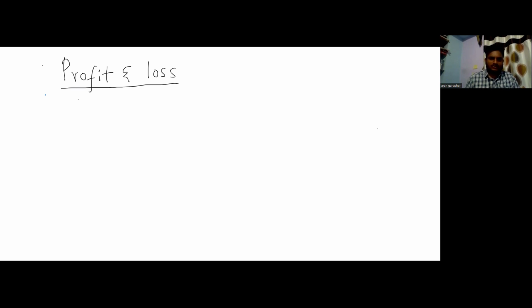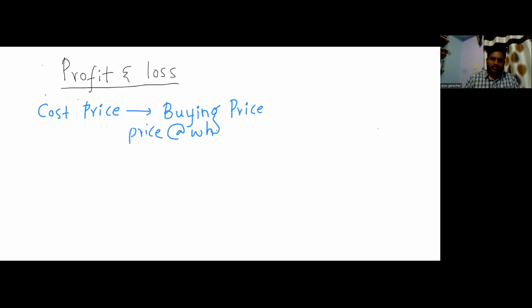First one is cost price. So what is cost price? Anybody here? Cost price is the price at which you buy the article, whatever article you are buying. So that buying price, the price at which you buy, is called cost price.